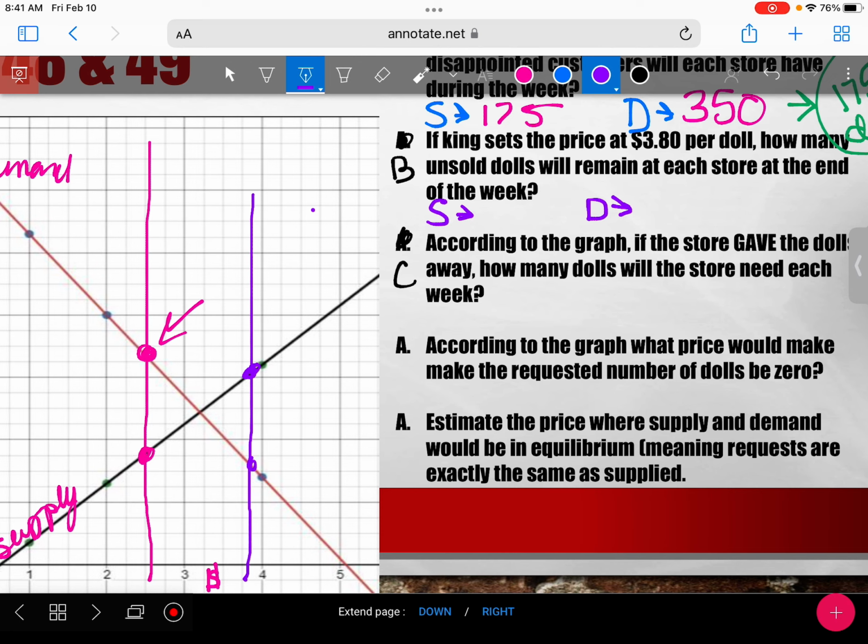And you can read it in whatever order you want. Just make sure you're looking at the correct line. Supply is the number of dolls that each store gets. How many dolls does each store get if the price is $3.80? Where does it cross? On my picture here, it's the black line.